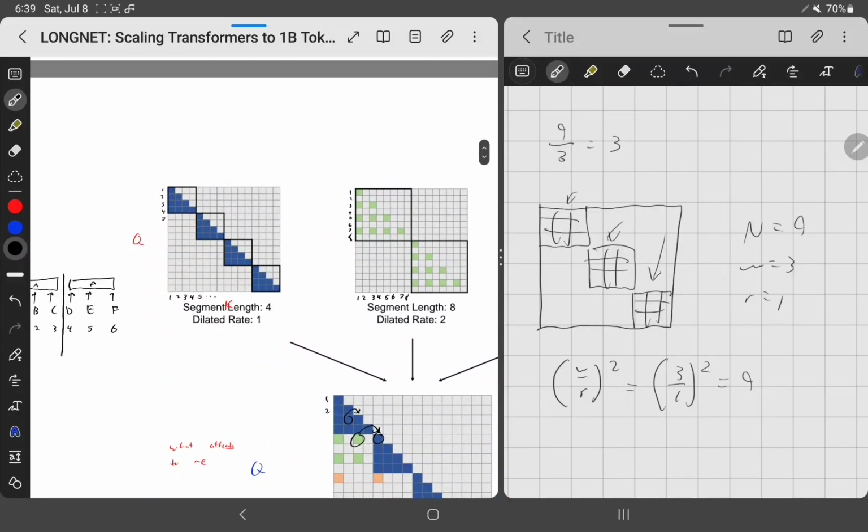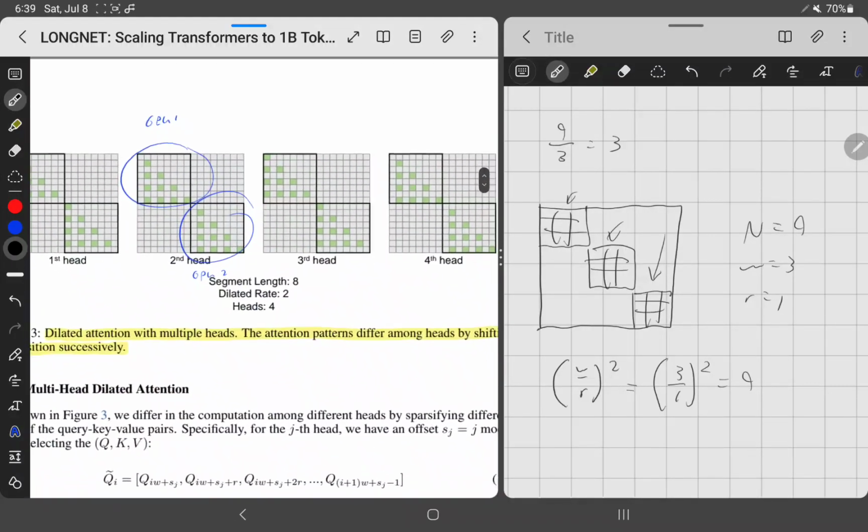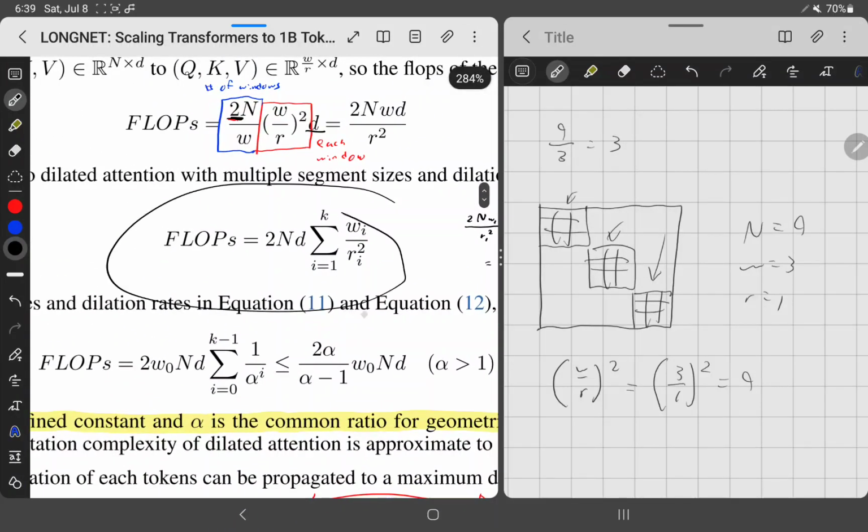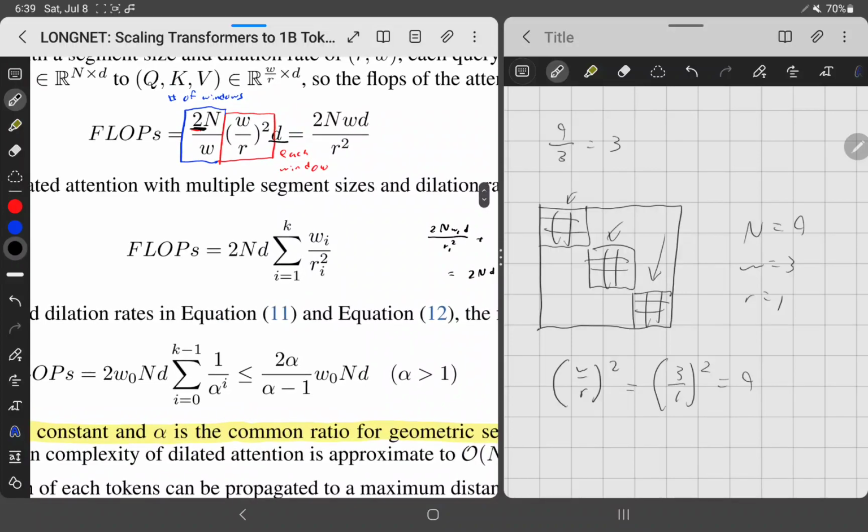Now, this is just for one of these matrices. It would be for this one right here. And you can just sum up the complexities for all of these matrices here, and you get this term right here. 2 and d are constant throughout the entire computation. wi and ri change. wi is the window size, and ri is the hop length in the window size.